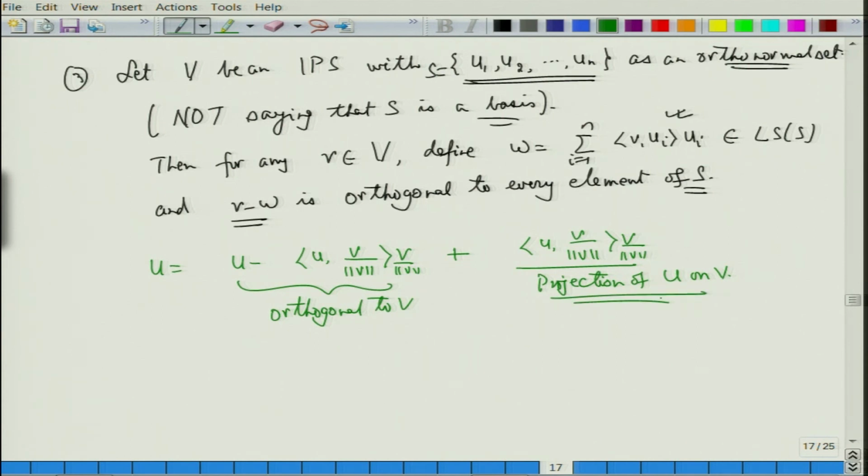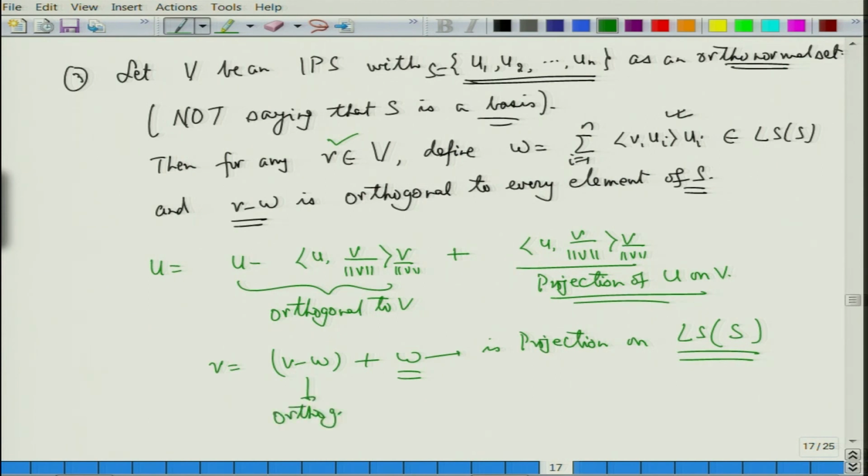So understand it nicely. We decomposed earlier U in terms of something which is perpendicular to V and something which was parallel to V. We are doing the same thing here. We are decomposing V into V minus W plus W. What is W? W is the projection on the linear span of S, and V minus W is orthogonal to the linear span of S. So be careful, understand it very nicely. The proof is very simple, but I want you to understand this. Let's think about what we are doing, just the generalization of what we had.